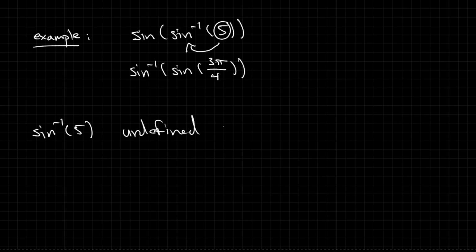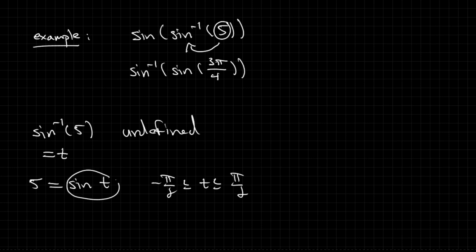And it's pretty easy to explain why. Try to figure out what it is. Well, if you set it equal to t, and then change to the original function notation, then you get 5 is sine of t, with t between minus pi over 2 and pi over 2. However, the range of sine of t, the maximum it could be is 1. Sine of t could never be 5, and that's why this is undefined. So this here is undefined.